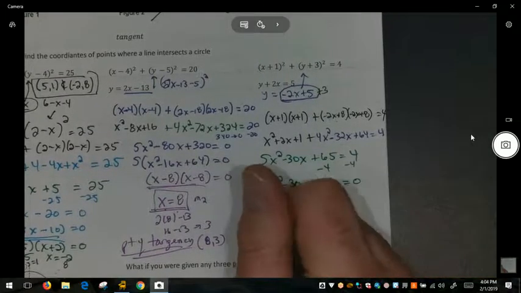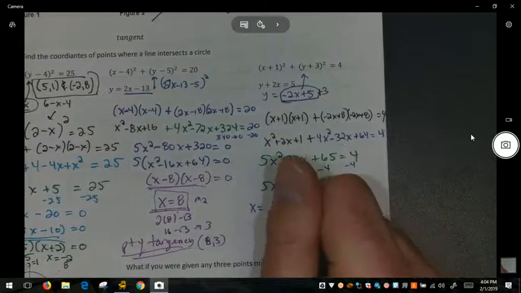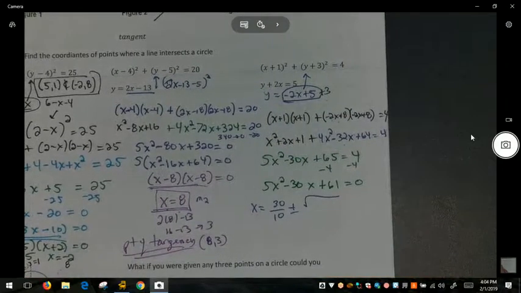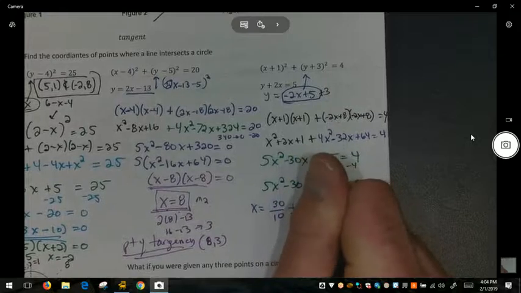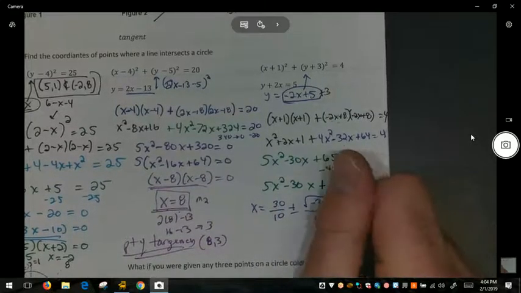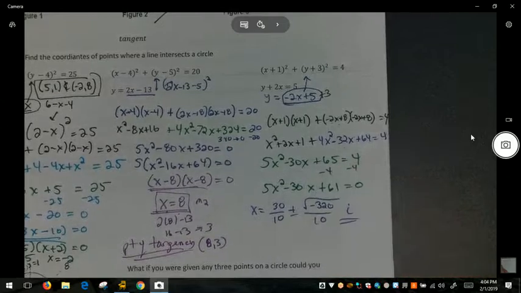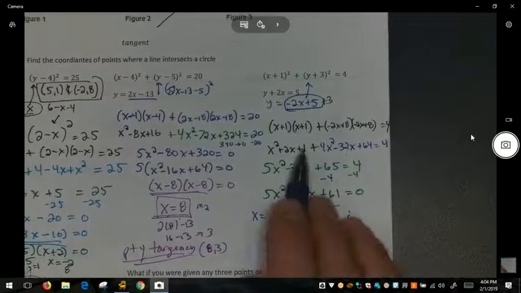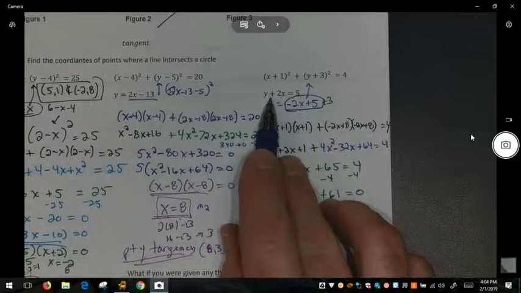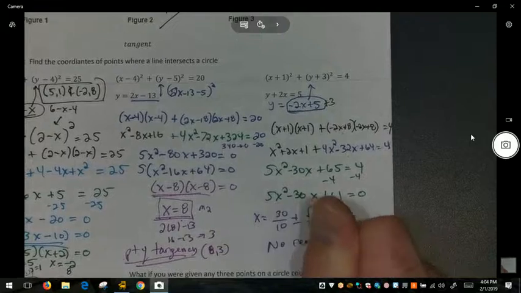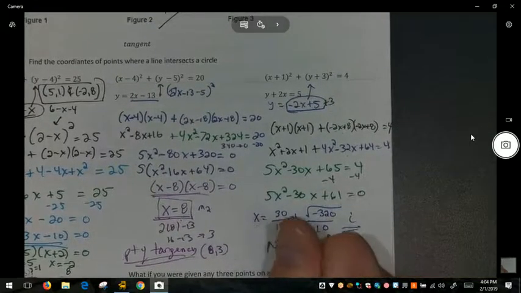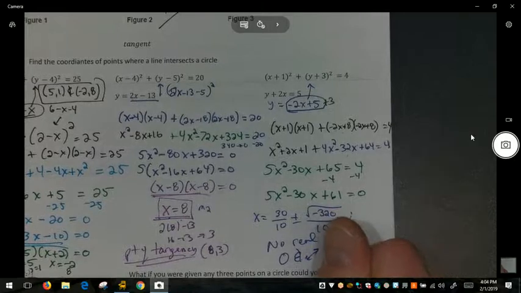And when I do, I have the opposite of b over 2a plus or minus the square root. Our discriminant would be negative 30 squared, which is positive 900, minus 4 times 5 times 61, which is negative 320. Well, this is going to have an imaginary answer. And while sometimes I'm very interested to know what it is, I'm looking to see when the circle and this line will intersect. And the solution I'm getting is imaginary. So since there's no real solution to this, the circle and the line will not intersect.